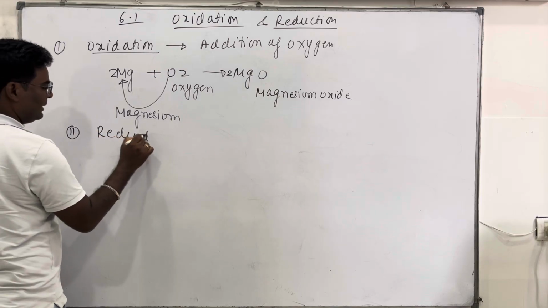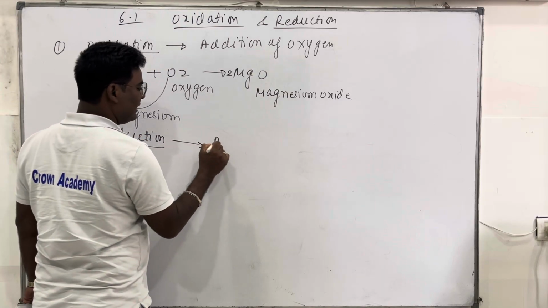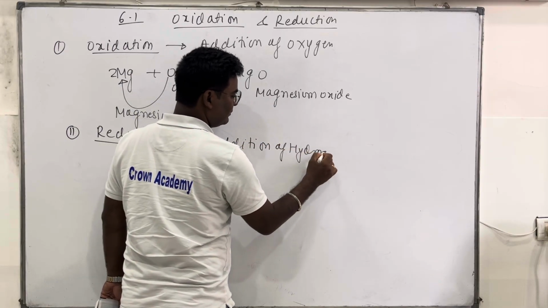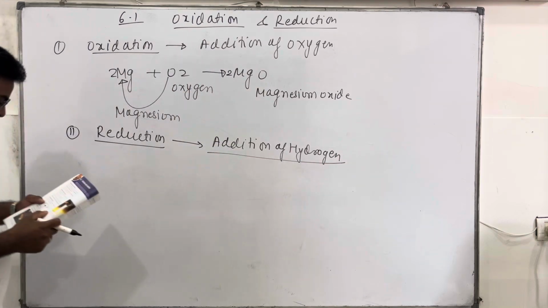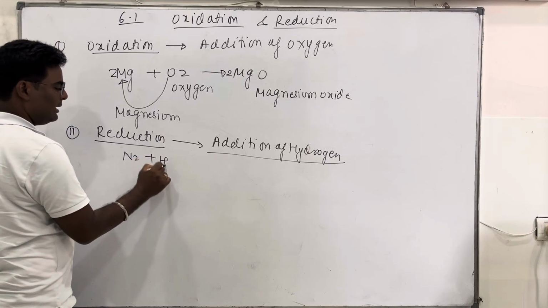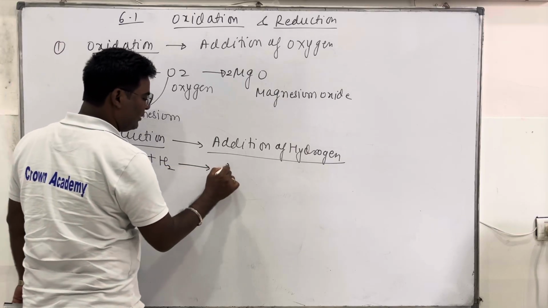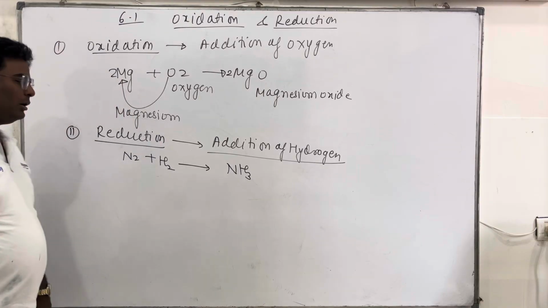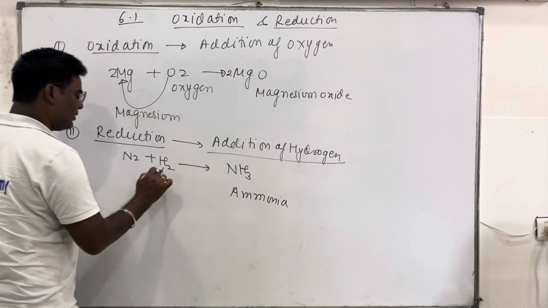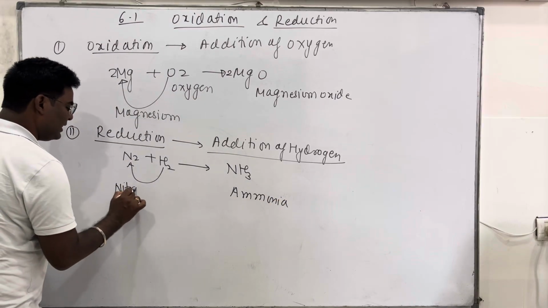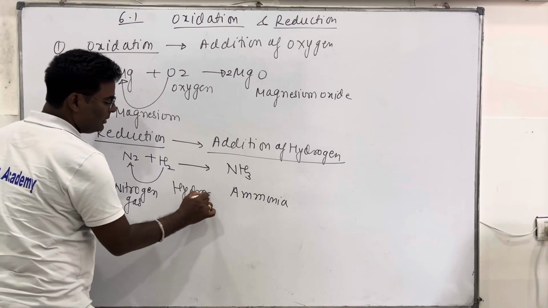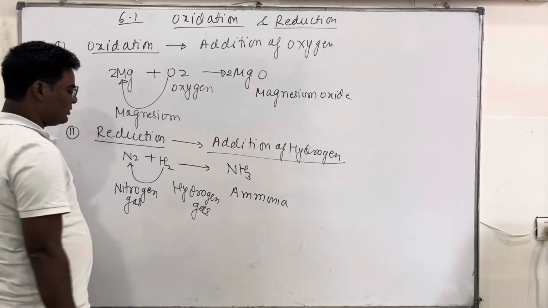Next comes reduction. Reduction means addition of hydrogen. Suppose I take nitrogen and react nitrogen with hydrogen, and it forms ammonia, NH3. So it is called reduction, no? Because hydrogen is added to the nitrogen gas. N2 is nitrogen gas and H2 is hydrogen gas. Understood?